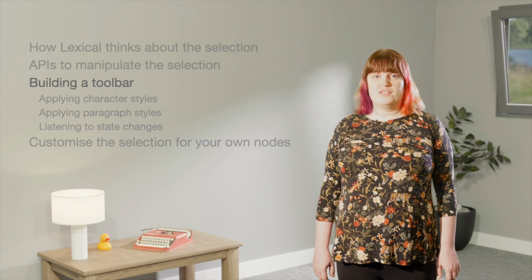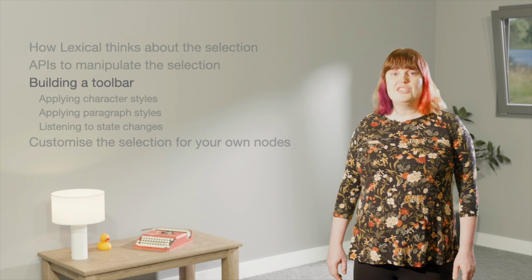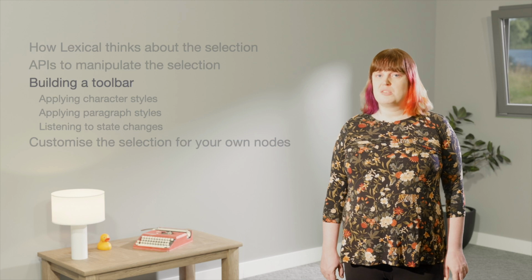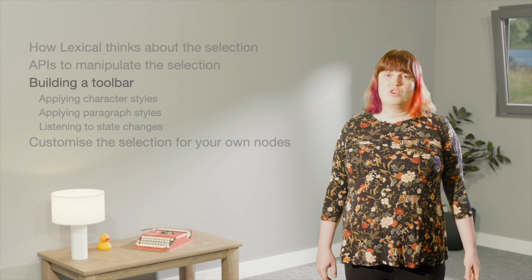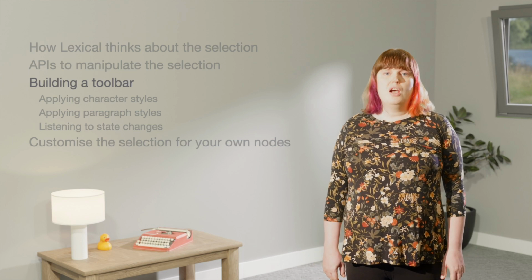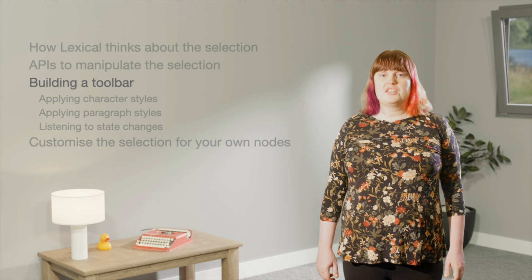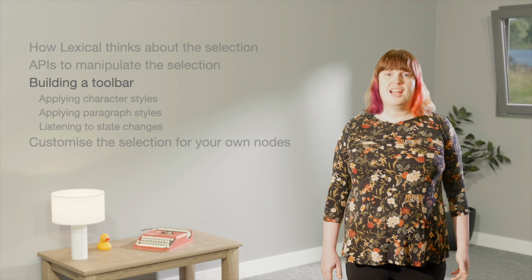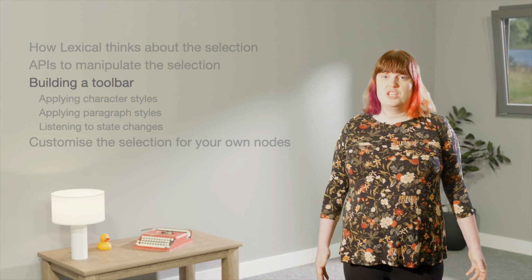Now let's talk about the sorts of things you'll do when building a toolbar. We need to do two main things. When the user interacts with the toolbar, such as pressing the bold button, we need to update our data model to apply the required formatting. We also need to observe any changes in the data model so that we can correctly update the state of the toolbar. For example, changing whether the bold button is selected when the user moves the selection into or out of the bold region.